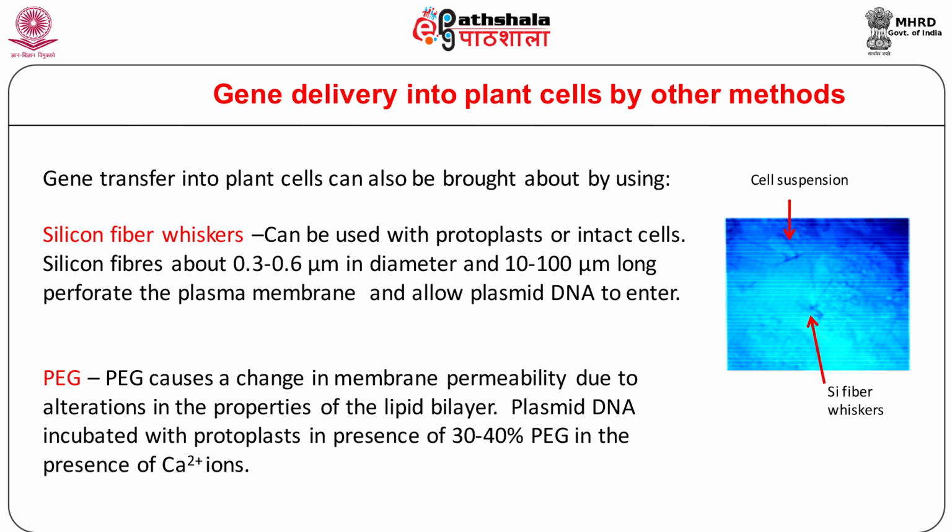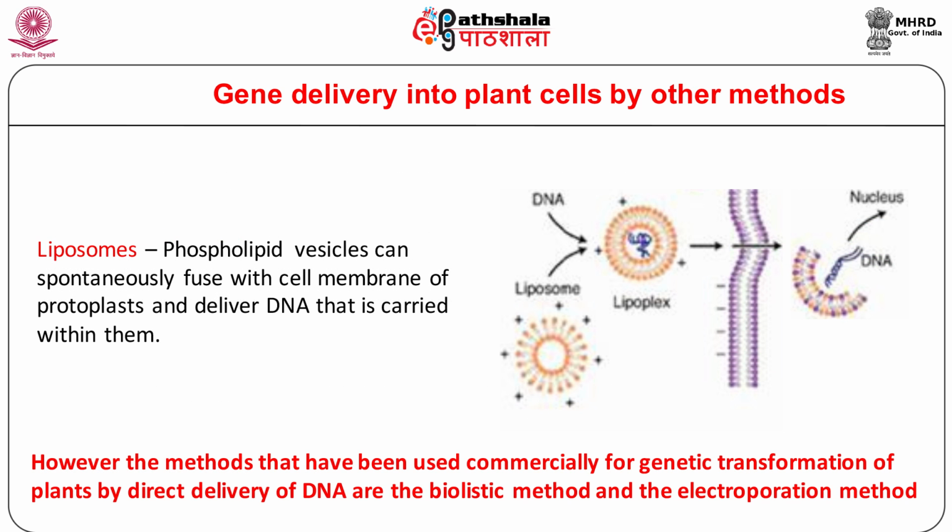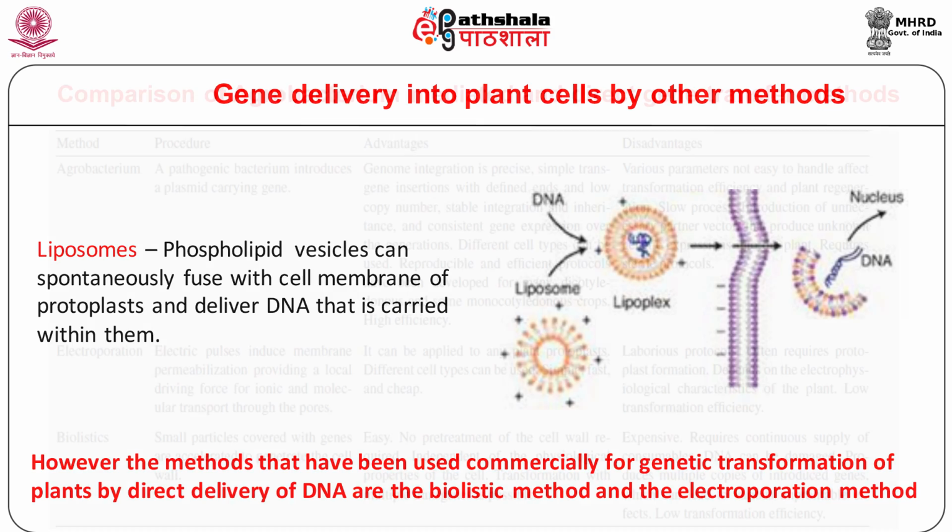In the PEG method, use of high PEG concentration in the presence of calcium ions causes a change in membrane permeability due to alterations in the properties of the lipid bilayer, hence allowing the DNA to enter. Liposomes are artificially made lipid vesicles that spontaneously interact with the plasma membrane of protoplasts. Effective delivery of their DNA content within the protoplast is induced by treatments with PEG or DMSO.